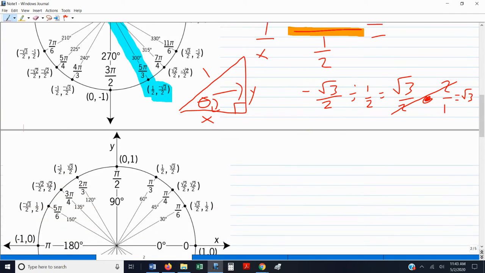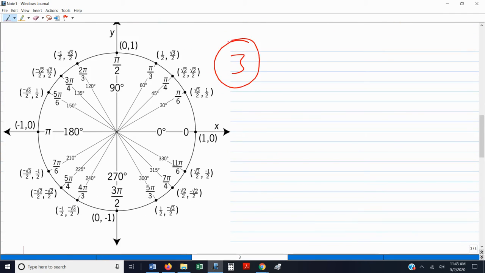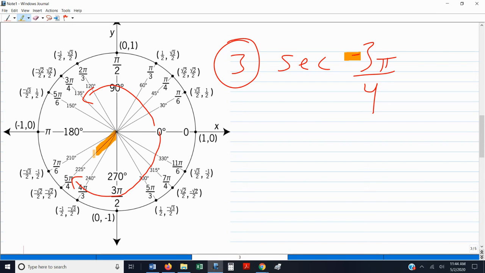Okay, third question is secant of negative 3 pi over 4. So again, we have that negative angle, and 3 pi over 4 is here. It's going through a quadrant and then going to that middle branch. Because it's negative, you're going to go in the opposite direction, through the first quadrant to the middle branch. And if you're using that method, this is where you are, that's where negative 3 pi over 4 is. So through the first quadrant to that middle branch.